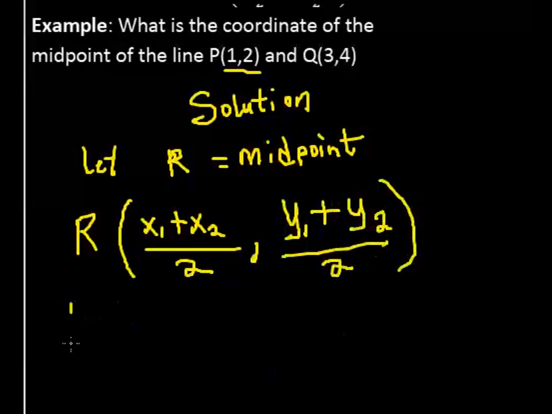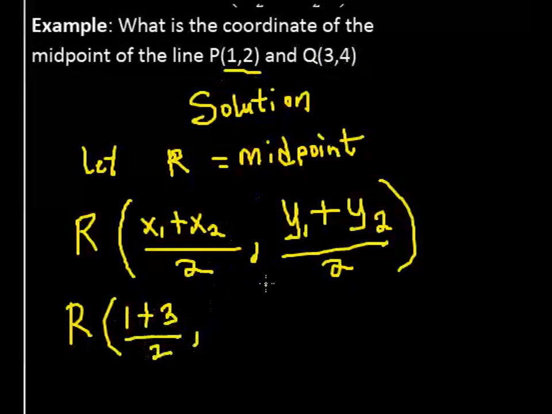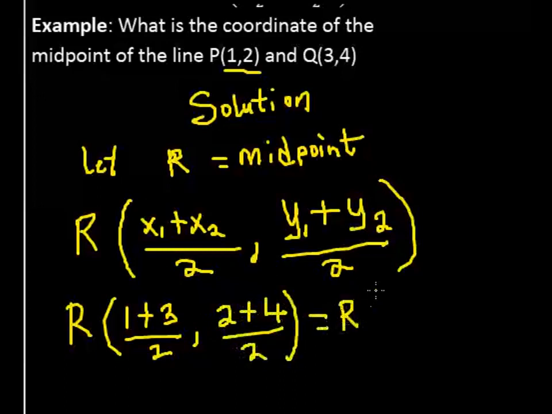All right, so R now, what's my x1 here? x1 is 1 plus x2, 3, divided by 2, comma, what's my y1? My y1 is 2, then plus y2, which is 4, then divided by 2. So we have a coordinate of 4 all over 2, that is 2, comma, this is going to be 6 all over 2. So as simple as that.